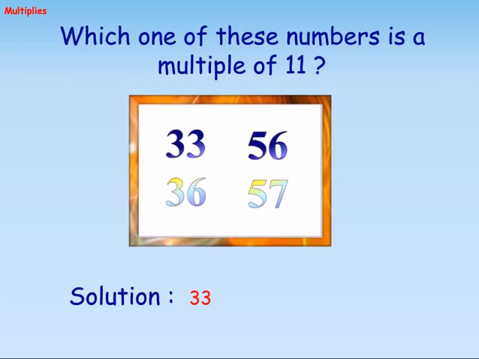Which one of these numbers is a multiple of 11? 33, 56, 36, or 57. Solution: 33.